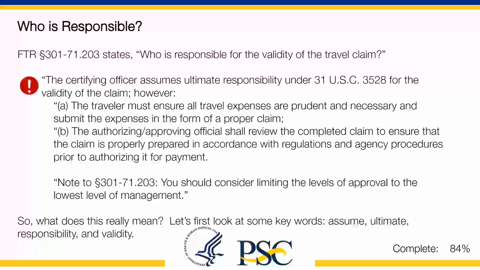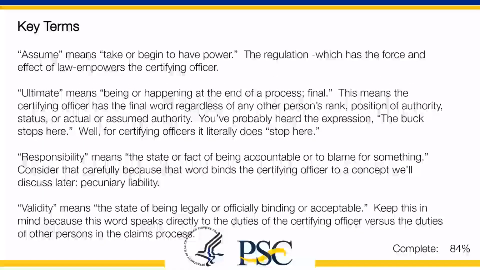So, what does this really mean? Let's first look at some key words: assume, ultimate, responsibility, and validity. Assume means take or begin to have power. The regulation which has the force and effect of law empowers the certifying officer. Ultimate means being or happening at the end of a process, final.